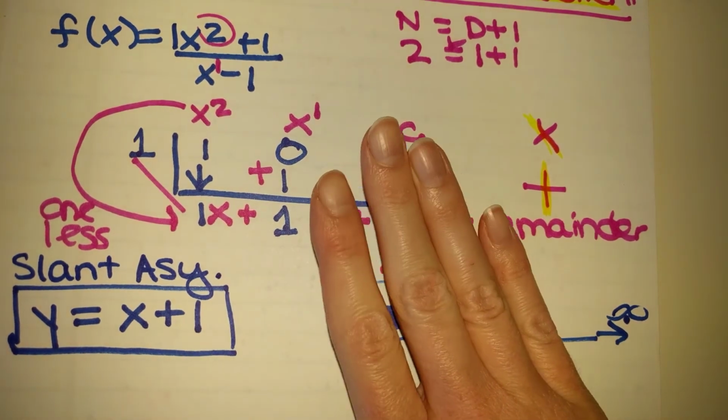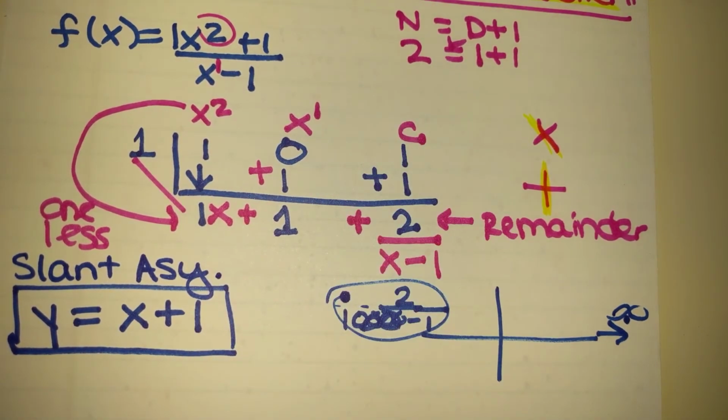So in order to find the slant asymptote, we perform our synthetic division, and then whatever our quotient is, that quotient will be our slant asymptote.